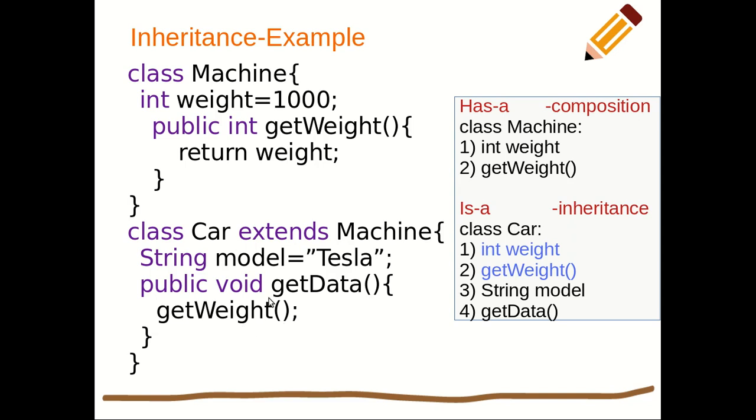Now remember, getWeight is not declared within this particular class, but because we are extending Machine, if we look at Machine, it has the method getWeight. And that is the reason why we are able to make use of getWeight within this particular class.